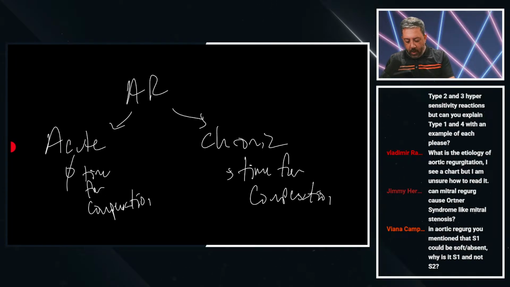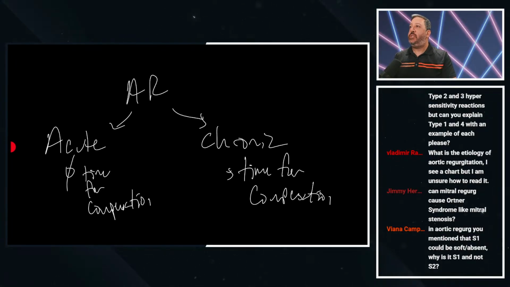Okay, so the question is, with aortic regurg, sometimes S1 can be soft or absent, but why is it S1 and not S2? So with aortic regurg, let me go to my notes. Okay, I don't see where I talk about aortic regurg having that issue.